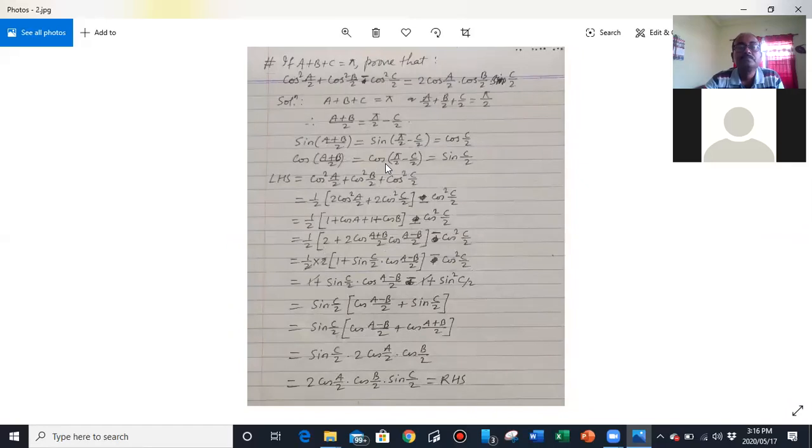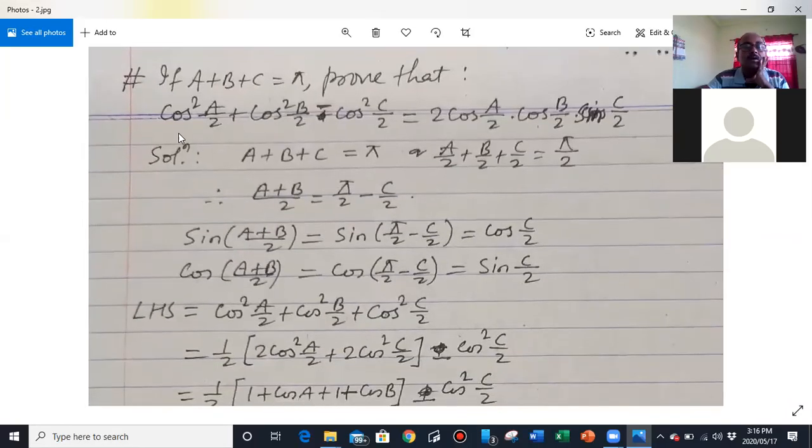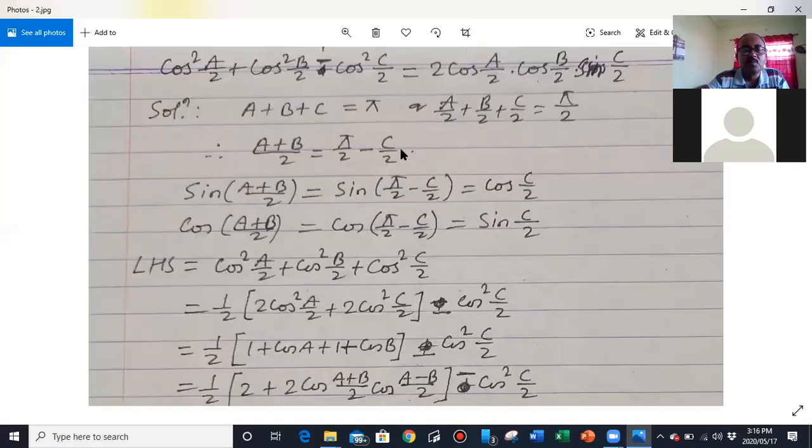Now next, again see here you have the square, but the angles are a by 2, b by 2, c by 2. If a plus b plus c equal to pi, prove that cos square a by 2 plus cos square b by 2 minus cos square c by 2 equal to 2 cos a by 2 cos b by 2 into sin c by 2. So what way do you have to proceed here?